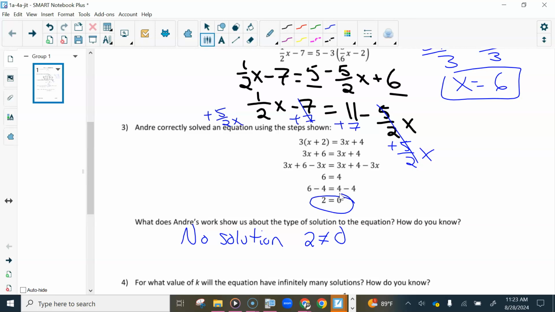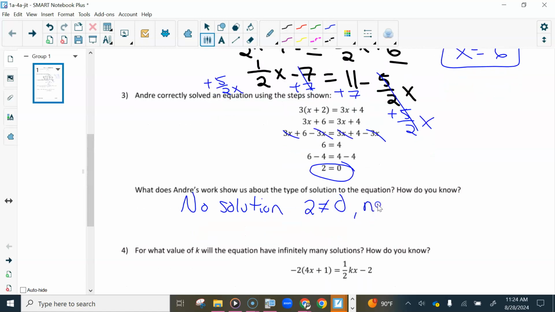That's part of it. Because the 2 doesn't equal 0, we know that's not a true statement. But also because the variables disappeared, that's the second part. So your variables have to disappear, and you have to get an untrue, not true statement or equation. Did you have any questions about that?